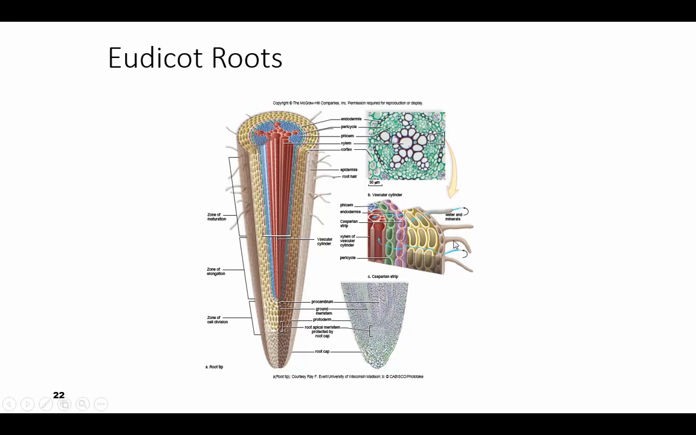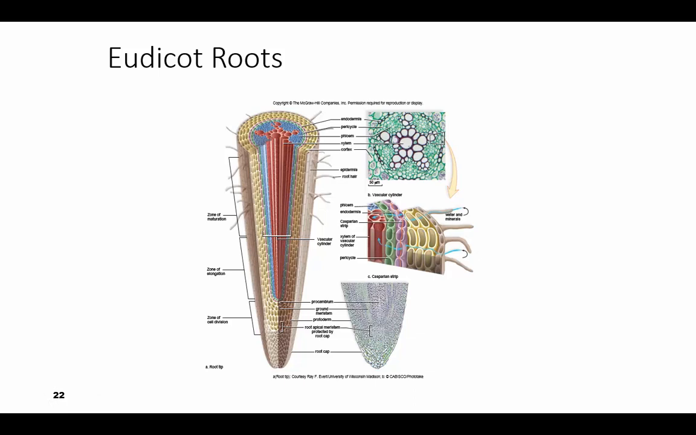The cortex, where is the cortex? It's large, it's thin-walled, it's the yellow area. And it's got cells that are loosely organized and packed, and they have starch granules. So food gets stored in those yellow cells that are in the cortex, right under the epidermis.